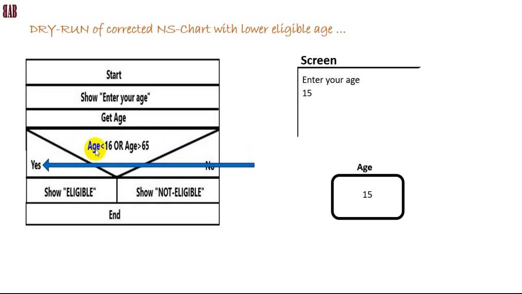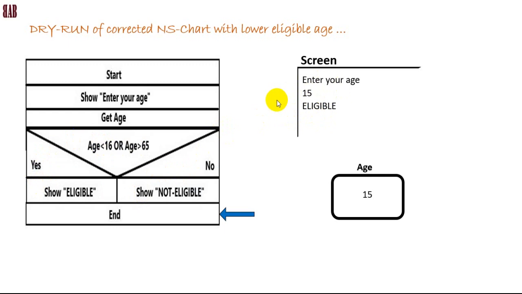Whereas if you had put AND, because this is true and the other one is false, it would have come down to the no side. Now since we have used the OR, it goes into the yes side because this one is true, even though this is false. One true in the OR is enough. So it's considered true, we come to the yes and show eligible. It says eligible. So 15 years is less than 16, children are eligible, no problem. And then you come to the end and terminate. So that is for the value 15.